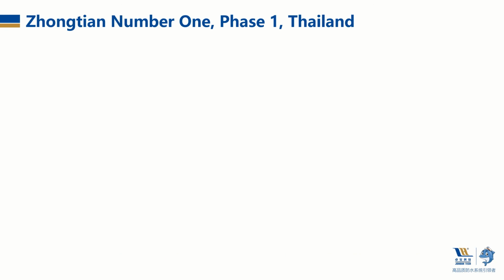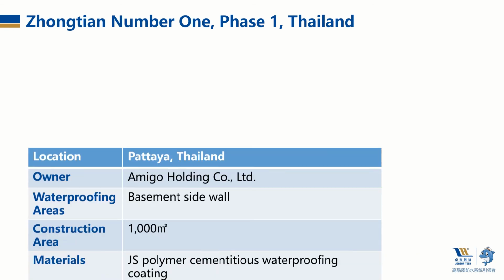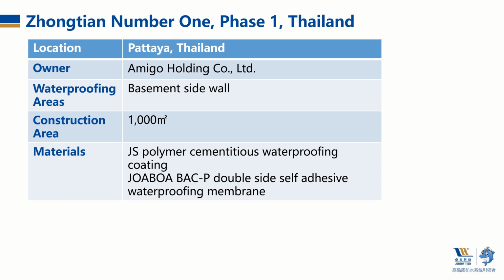This is Zone 10 number 1 phase 1. It is located in Pattaya, Thailand. It is applied for the basement side wall. The construction area is 1,000 square meters. The material is BACP type PET double-sided self-adhesive waterproof membrane.